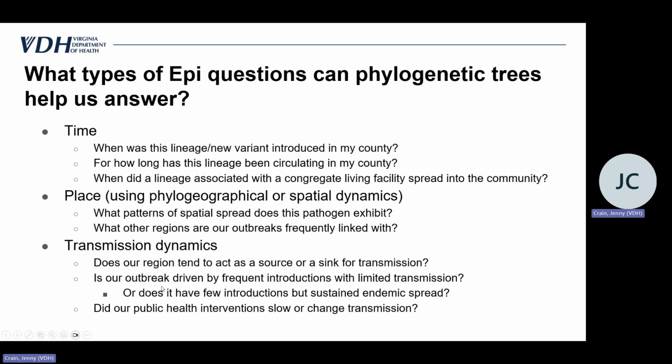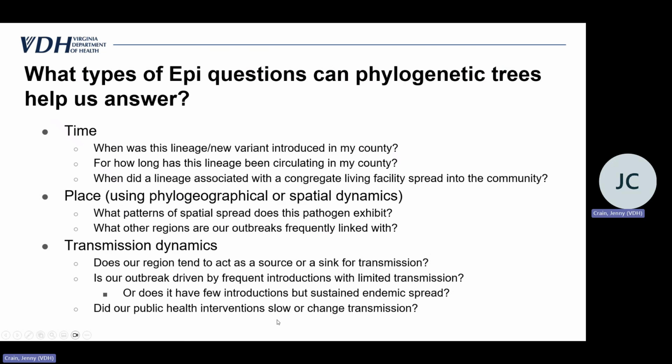Again, we cannot infer direct transmission directionality from a phylogenetic tree, but we can try to understand a little bit of the larger picture, especially when we have ongoing genomic surveillance as contextual data that we can include on that phylogenetic tree, right? So does our region tend to act as a source or a sink for transmission? Is this pathogen coming in from outside locations, or is it starting from within our region, county, or district? Is our outbreak driven by frequent introductions with limited transmission? So are we seeing new variants appear and then not seeing sustained transmission? And then, did our public health intervention slow or change transmission?